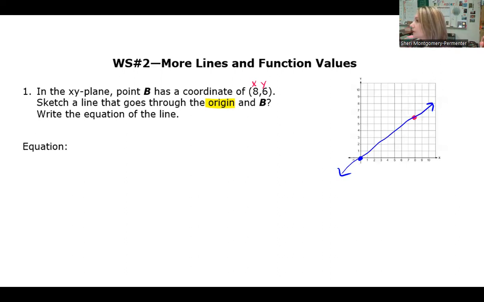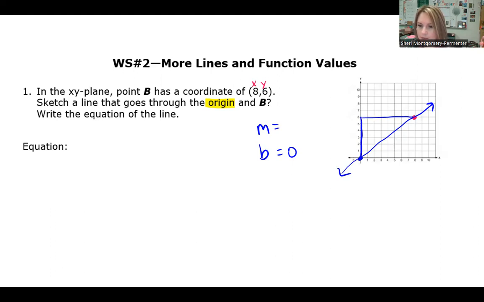We need 2 things to write the equation of a line. What are the 2 things? We just did it on the warm-up. Slope and the y-intercept. So can we figure out those 2 things? Yes. So the y-intercept is going to be easy. You need m and b. Where does it cross the y-axis? 0. So that's easy. And then to find the slope, we've got to figure out how you get from the left point to the right point.